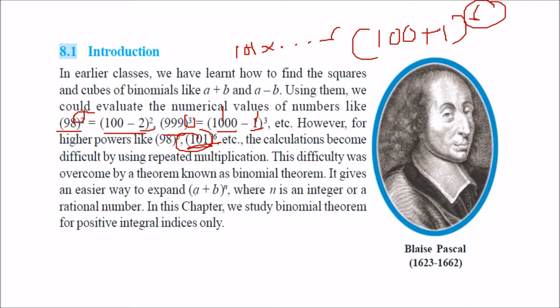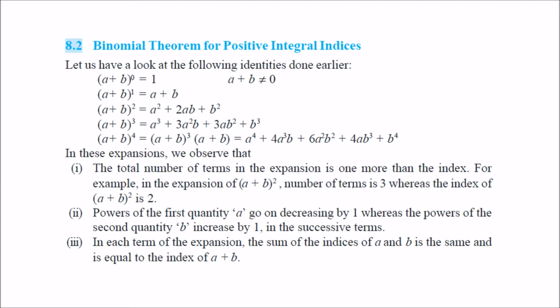So in this chapter we are going to see a plus b to the power n type of solutions, and we'll consider positive integer indices. The basis of the binomial theorem is what we are going to see. Blaise Pascal introduced this with certain observations. If we observe a plus b to the power 0, anything to the power 0 is 1, and anything to the power 1 is of course that number only.